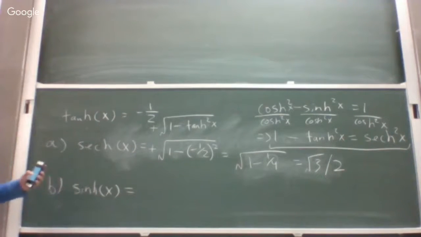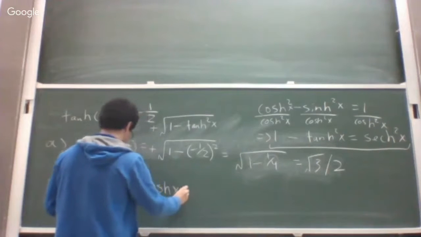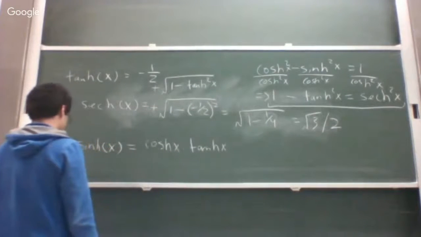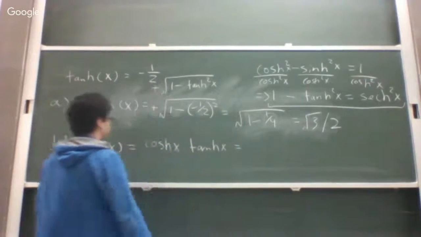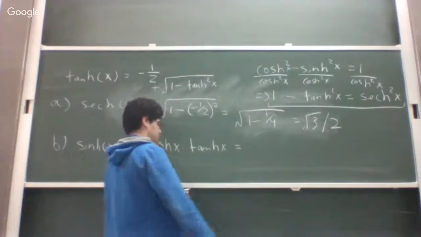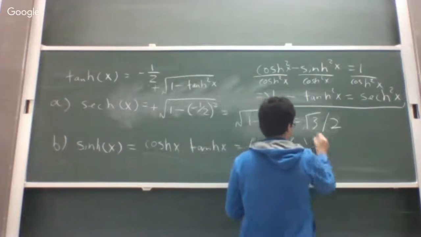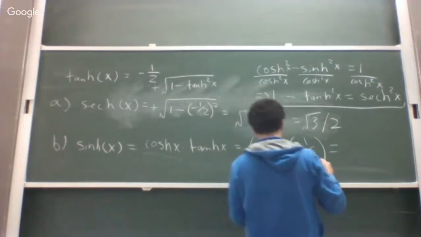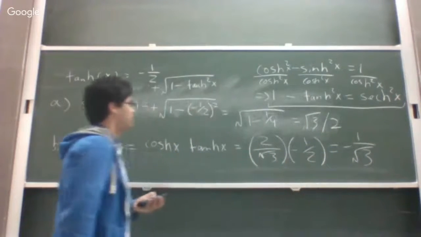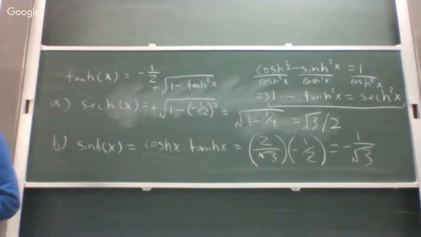Sinh of x is equal to cosh times tanh. But this is hyperbolic. Cosh x is just the reciprocal of sech, so that's 2 over the square root of 3, times -1/2. So in the end, sinh is equal to -1 over the square root of 3. Any questions on that? It's pretty straightforward.